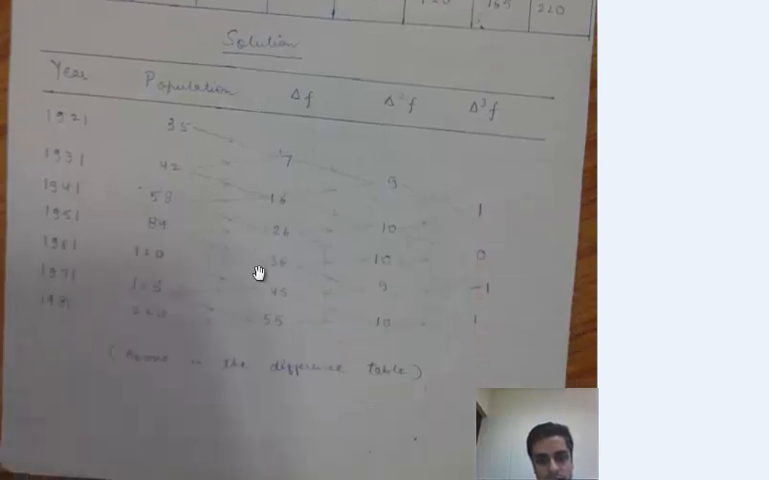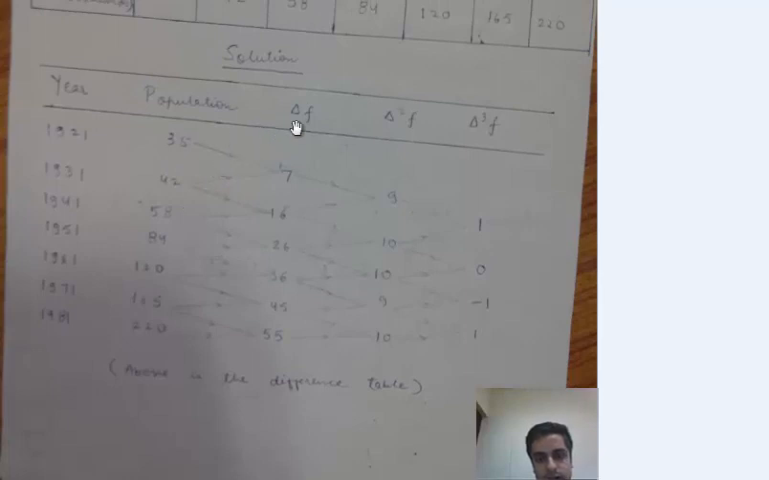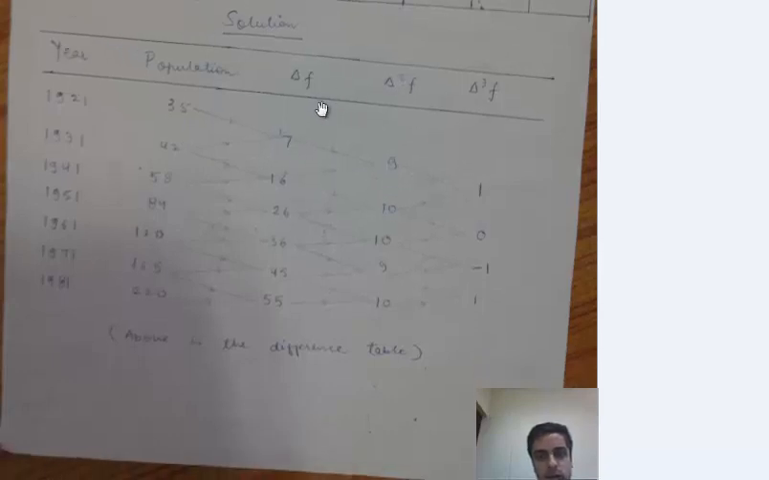We have to make a difference table first. It will contain delta f, delta square f and delta cube f, where delta f is the difference between two consecutive populations, delta square f is the difference between two consecutive delta f, and delta cube f is the difference between two consecutive delta square f. Hence we can complete our difference table in the same manner.